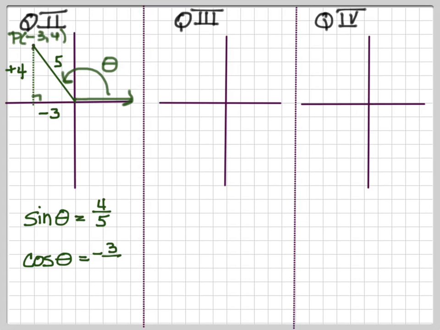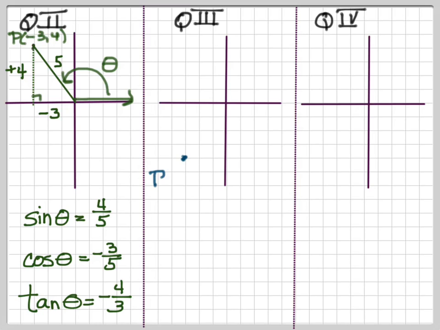Cosine is now going to be -3/5. So instead of the +3/5 that we had in the first quadrant, cosine has changed to a negative value. And tangent is -4/3. All right? Got that? Okay, let's move on to quadrant 3.